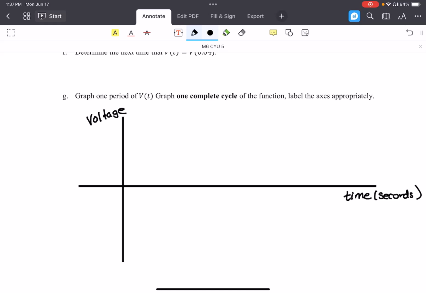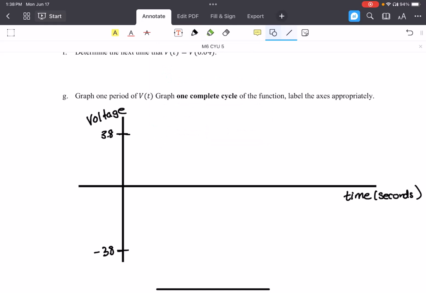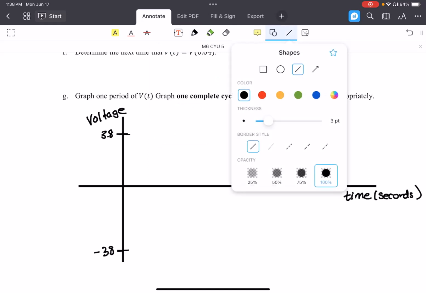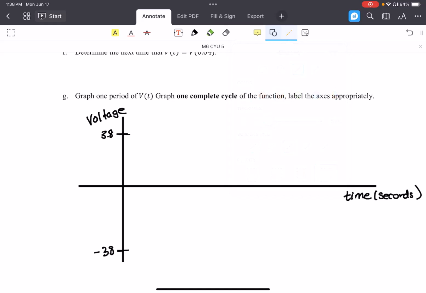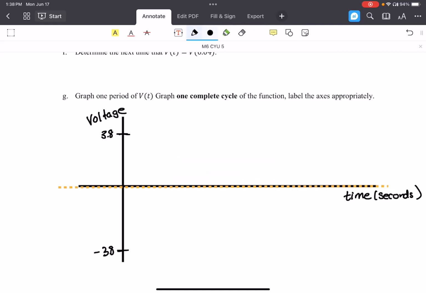And I already know, as we discussed, it has a max value of 3.8 and a minimum value of negative 3.8, because remember, we talked about the amplitude and that it was fluctuating 3.8 above the midline and 3.8 below the midline, and the midline is at 0. Now, normally when I'm graphing trig functions, my next step would be to sketch in my midline, but my midline's 0, so I don't really need to put that in the graph, but in case you want to, we'll put in our midline.